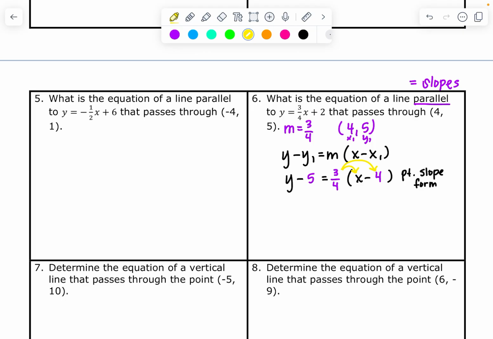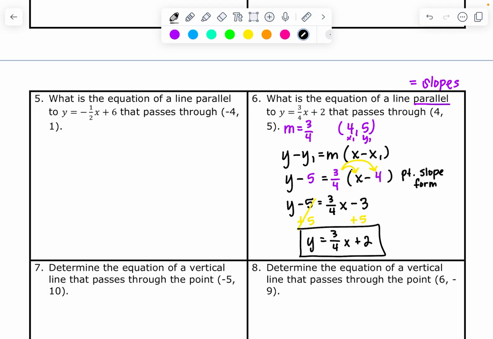To change it to slope intercept form or y equals form, we're going to distribute the 3/4. So that will give us y minus 5 equals 3/4 x. And then 3/4 times 4 is just 3, so that's minus 3. And then to get y by itself, we're going to add 5 to both sides. So that's going to be y equals 3/4 x. Negative 3 plus 5 is positive 2. And this would be the equation in slope-intercept form. All right, try number 5.